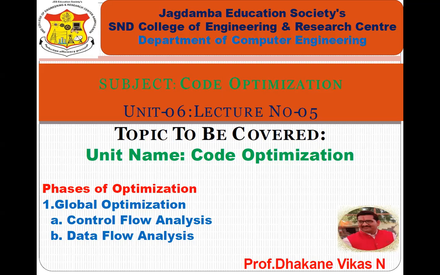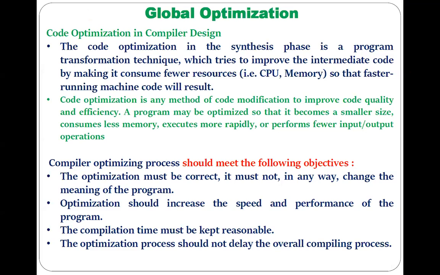So today we'll discuss the details regarding the global optimization and some techniques which are required to perform the global optimization. As we already know, we perform the optimization in the synthesis phase, that is in the back end of the compiler. And optimization is nothing but one of the code transformation or modification or rearrangement techniques, where we try to improve the intermediate code by making it consume fewer resources like CPU and memory, so that our program can run faster.